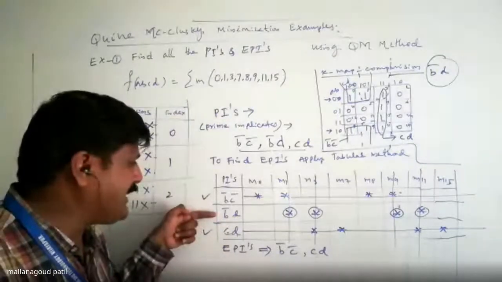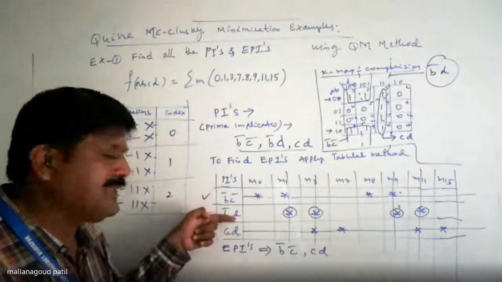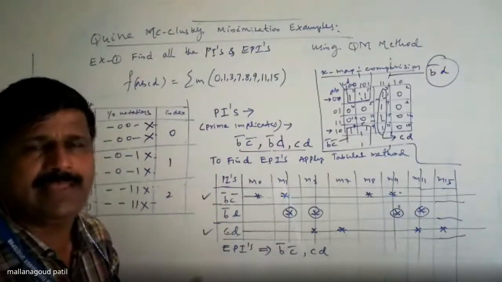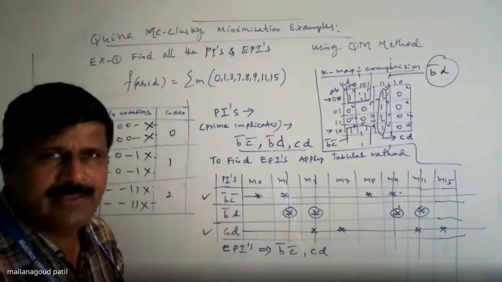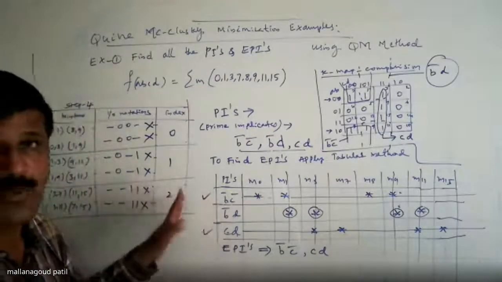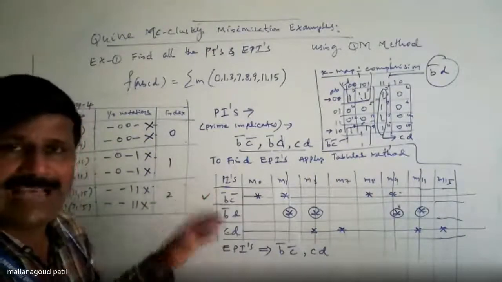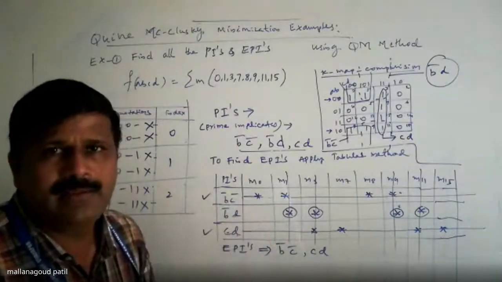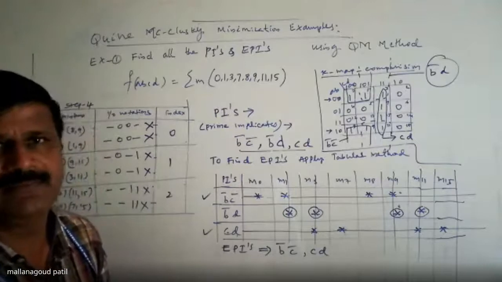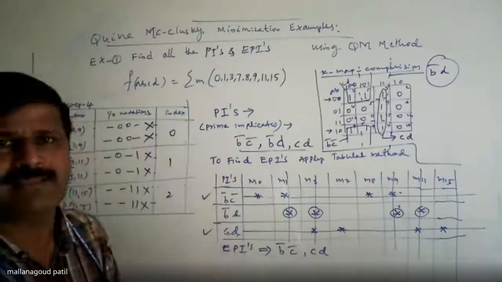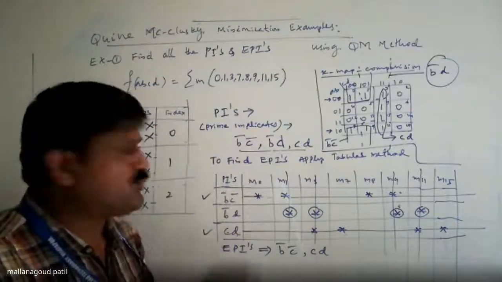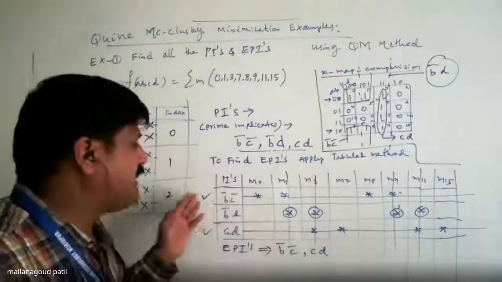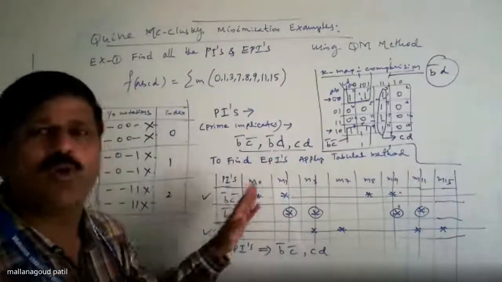Why I have not drawn the horizontal line for B bar D is the smartness to find the EPIs in the QM method. This is the procedure. How few horizontal lines can cover all the min terms? Sometimes what happens, a student will do all the things. While drawing the tabular method horizontal lines, he will draw all of them, which means he doesn't know how to find the EPIs.